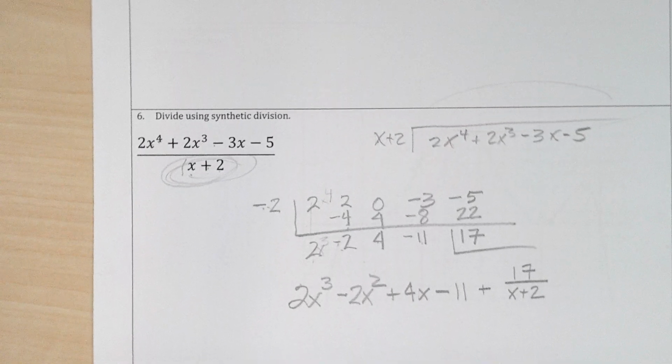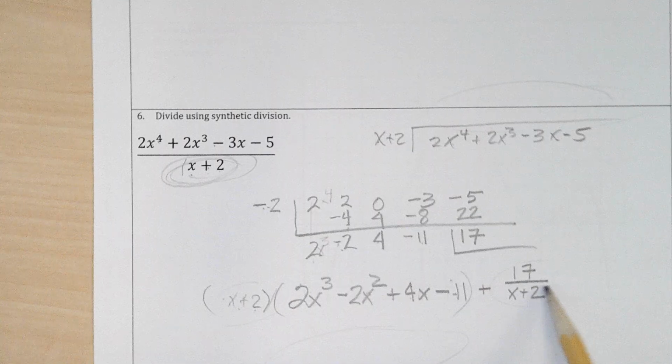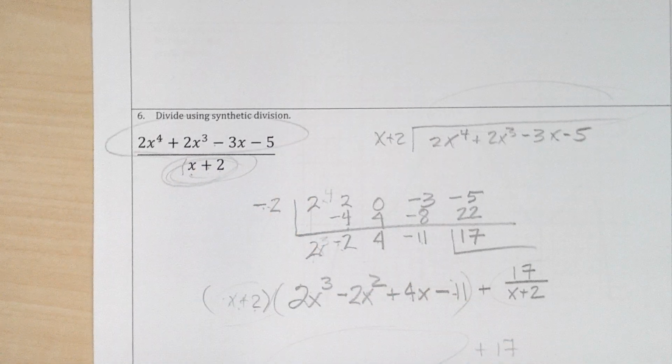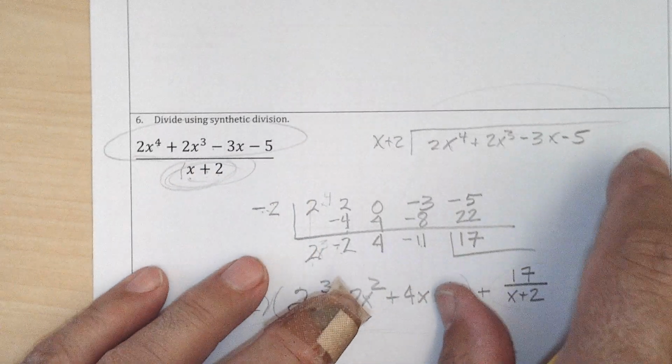Now, if you wanted to check your answer, you can take x plus 2 times all of this, x times this, x times this, 2 times each of those, get that answer, and then take x plus 2 times this, which should cancel x plus 2, so I'd add 17 to this answer, and it should come back to that. But I'm not going to take the time to do that.